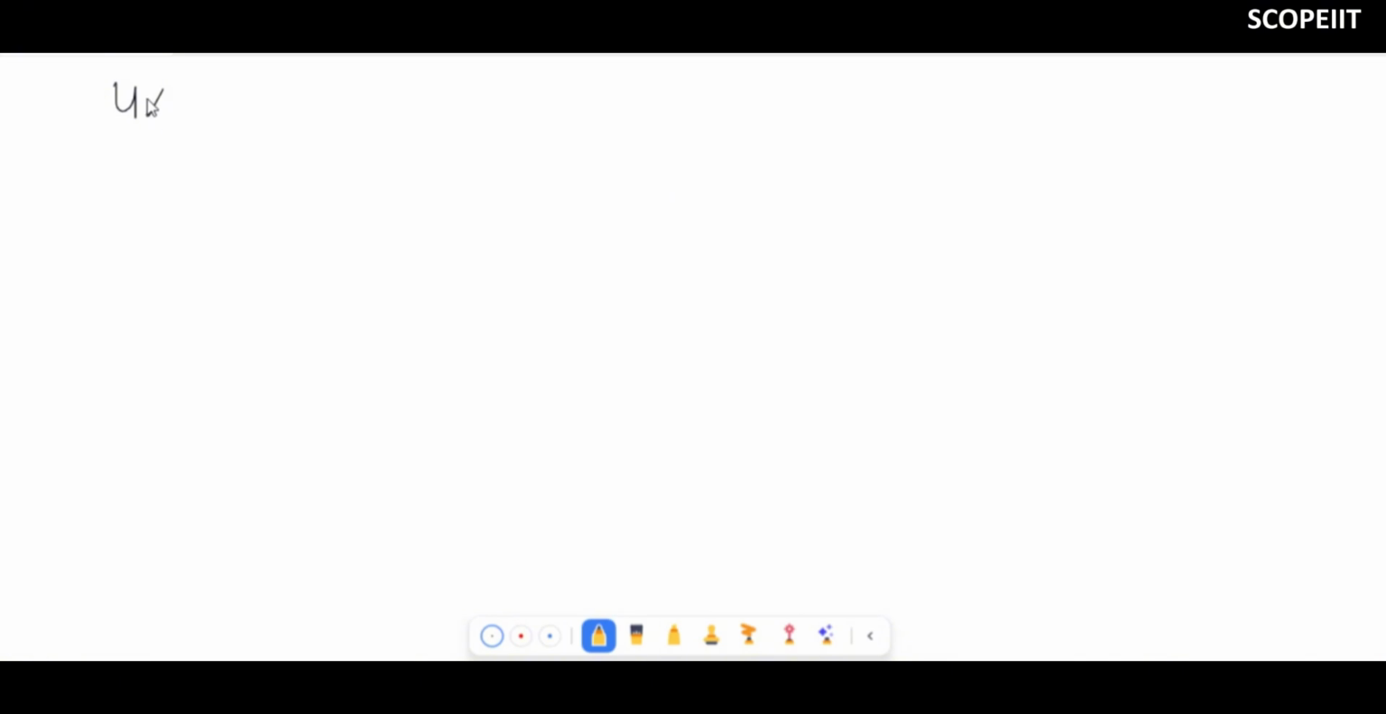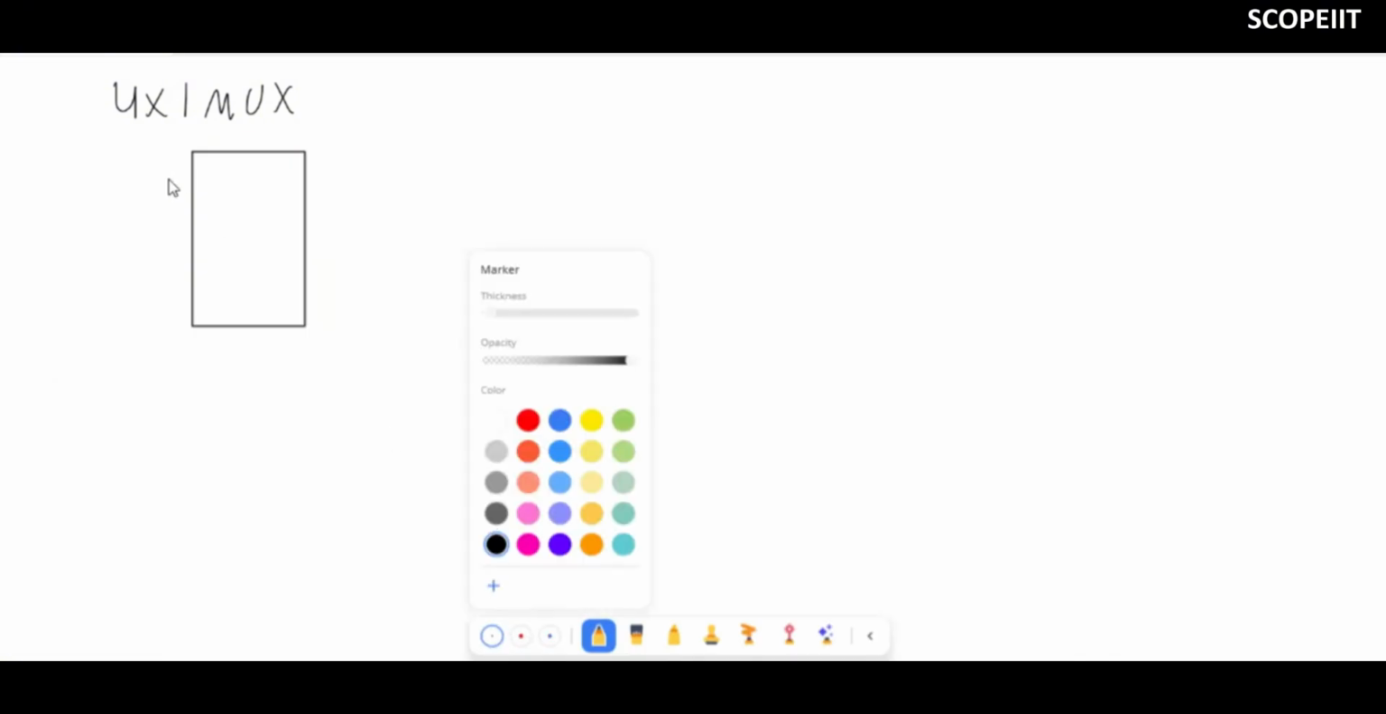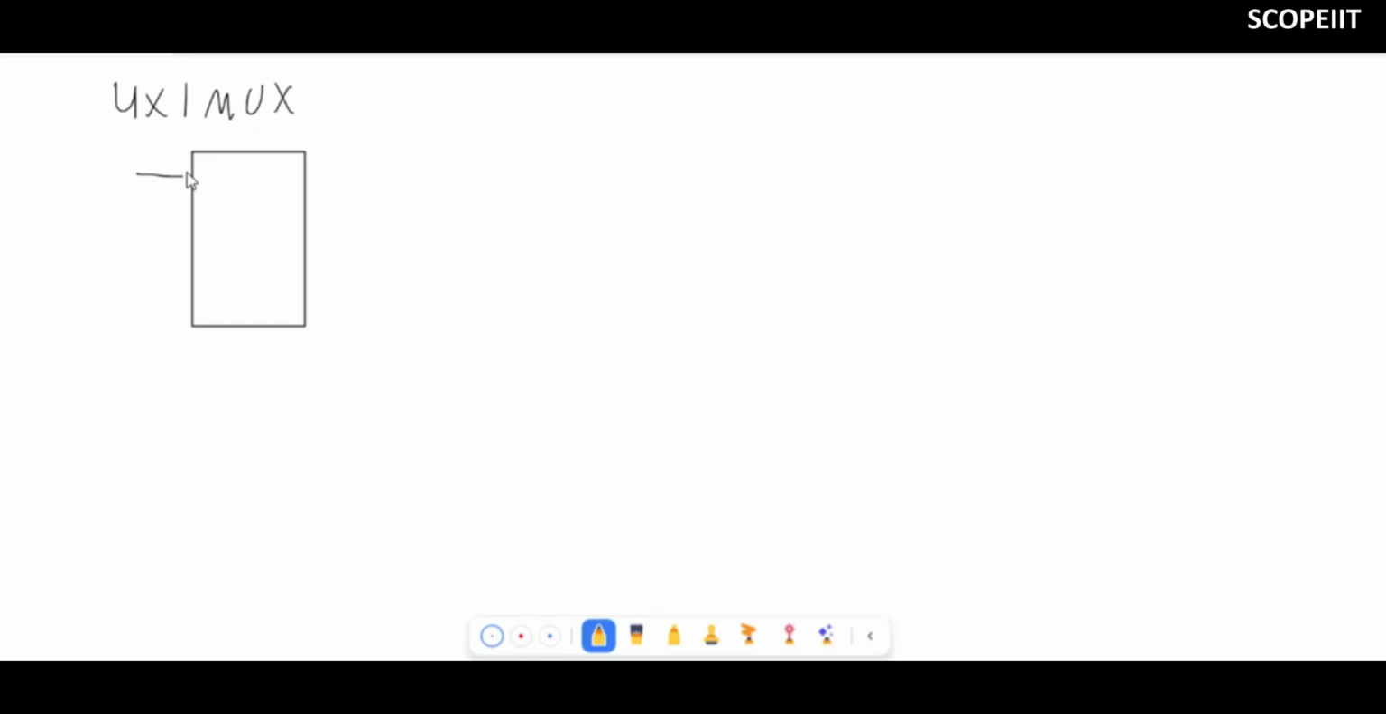Okay, 4 cross 1 box. If you want, you can pause the video and try it by yourself. Actually it's easy only. So first of all, what will we draw? First of all we will draw the block diagram here also, right? In this block diagram, how many inputs will there be? 4 cross 1 multiplexer, so 4 inputs, right? So we will draw here 4 inputs. And how many outputs will there be? Only one output. So I name the output Y, and the inputs I'll name A0, A1 and so on.